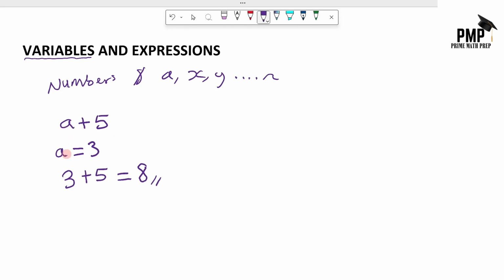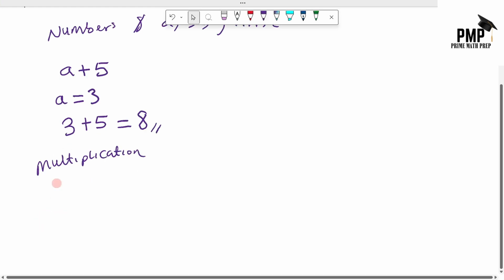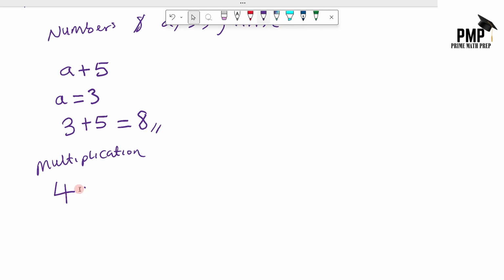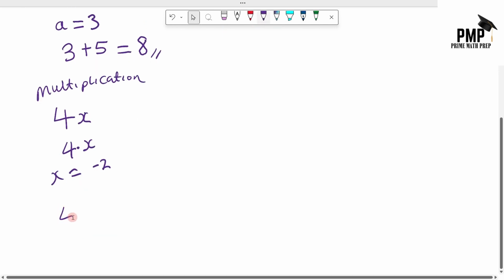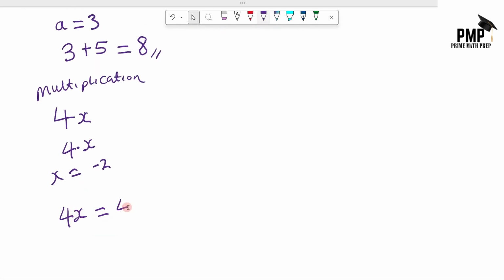These expressions can come in form of addition, just like we've seen now, or in form of multiplication. If we are given an expression, say 4x, this means 4 multiplied by x. If we are told that x is equal to negative 2, our algebraic expression will now become 4 multiplied by negative 2, which is negative 8. The value of this expression will now become negative 8 because we are given the value of x, the variable, to be negative 2.